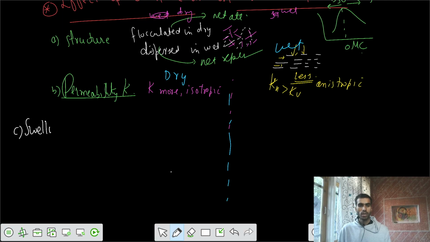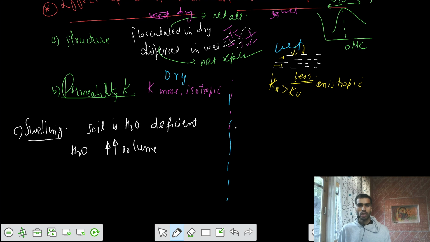That's what you can call swelling of that soil. Swelling of the soil means increase of volume on addition of water. So here we can say that soil is water deficient on the dry side. So if I increase the water, what's going to happen? The volume would increase. So swelling is more on this side, but swelling is less on this side, because it is already occupied by water. So swelling is less on the wet side of optimum.